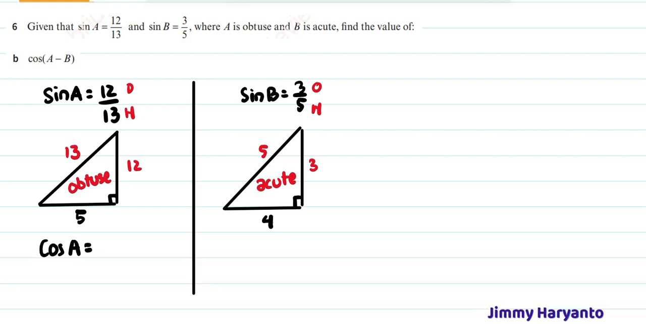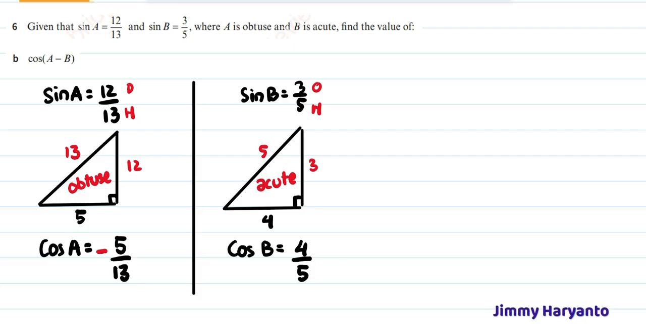For cosine A, the value will be adjacent over hypotenuse, but it says obtuse. Obtuse means the second quadrant. That means the value of the cos will be negative. For this one, it says acute. That means the value of the cos will be positive. So adjacent over hypotenuse like this.